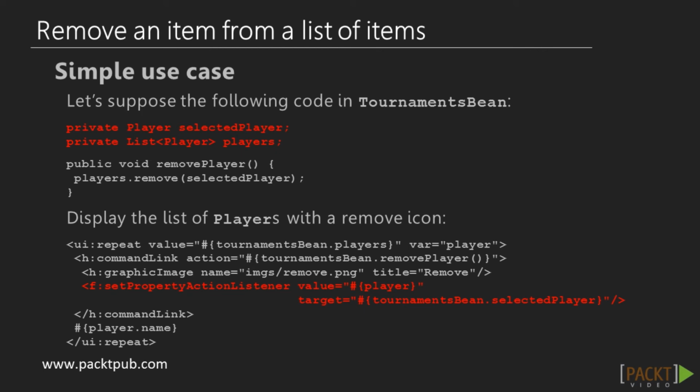So, check out this example. Each time a user clicks on the delete icon, the f:setPropertyActionListener tag sets the managed bean selectedPlayer property with the player value associated to the selected icon. This is happening before the action method is invoked. Afterwards, the command link fires the execution of the removePlayer action method. This method searches for the selected player set via setPropertyActionListener and removes it.